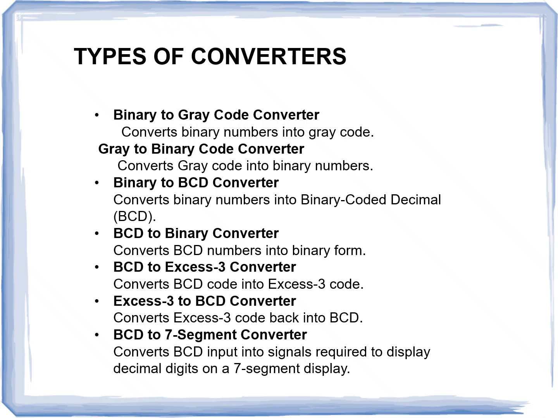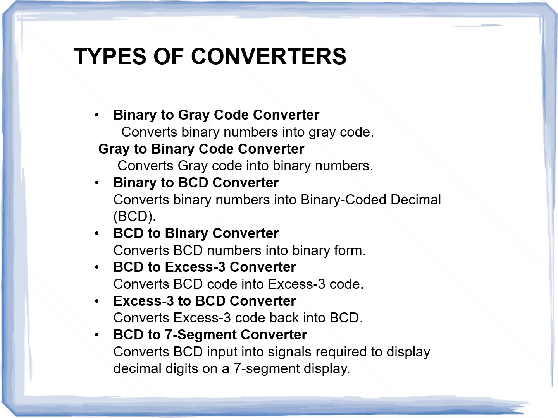In the case of binary to gray converter, it converts the binary numbers into gray code. In the case of gray to binary code converter, it converts gray code into binary numbers. In binary to BCD converter, it converts binary numbers into binary coded decimal values. In the case of BCD to binary converter, it converts BCD numbers into binary forms. In BCD to XS3 converter, it converts BCD code into XS3 code. In XS3 to BCD converter, it converts XS3 back into BCD.